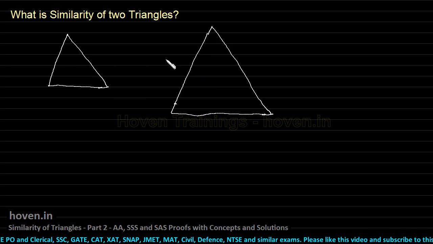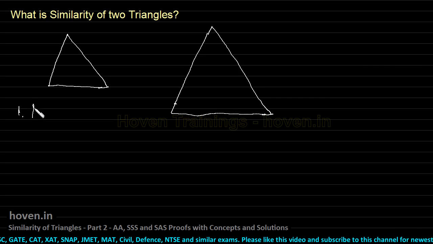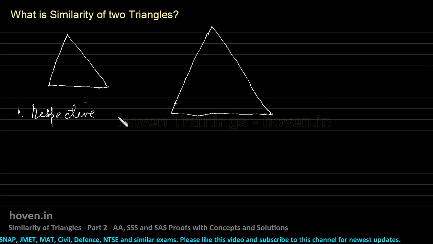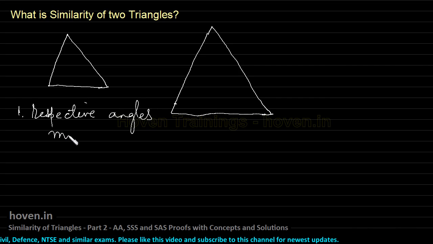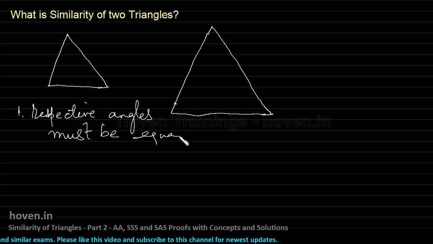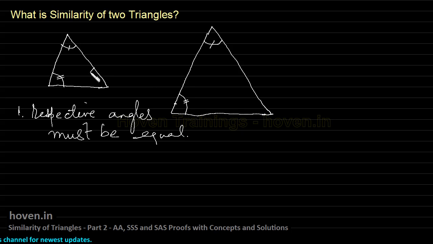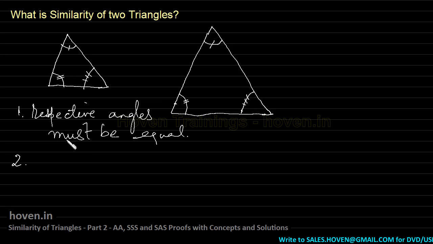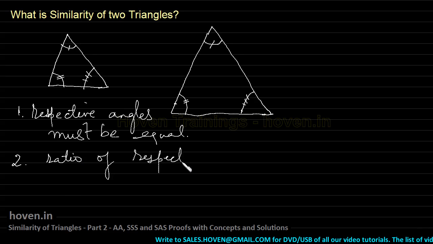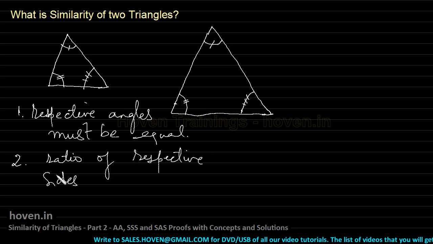We say this triangle is similar to this triangle if respective angles are equal. This is one thing. Respective angles must be equal. So, this angle should be equal to this angle. This angle should be equal to this angle. And the third pair is obviously going to be equal. So, one thing is that the respective angles should be equal to each other. The second thing that we can say is that the ratio of respective sides should be same.